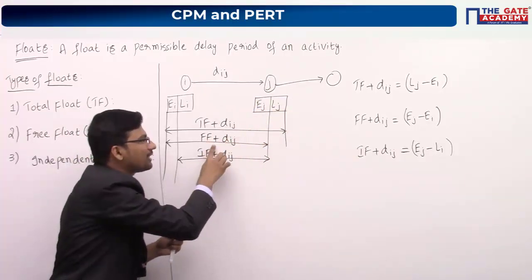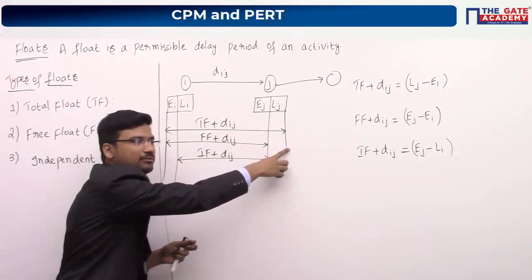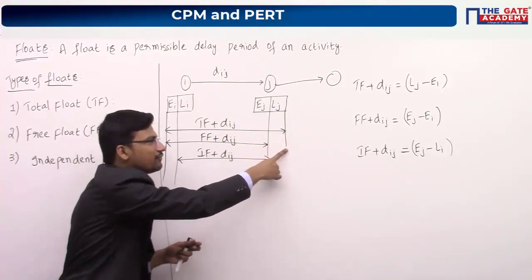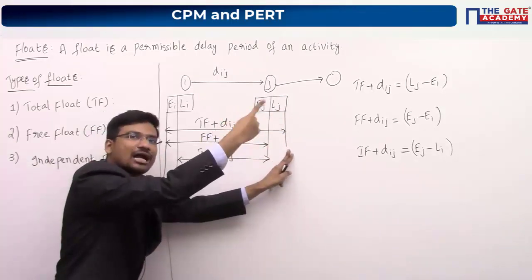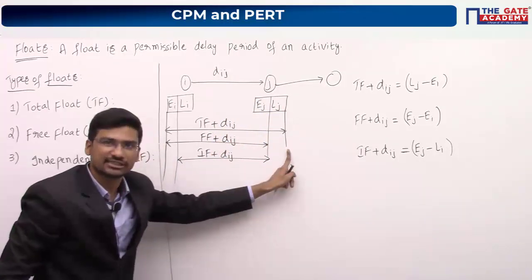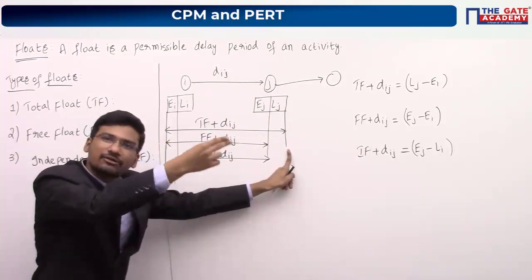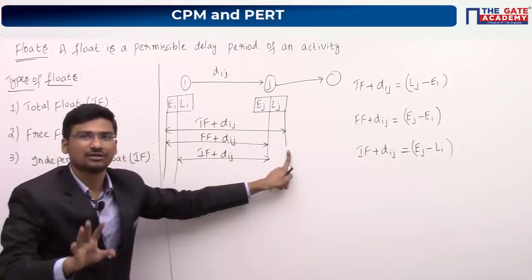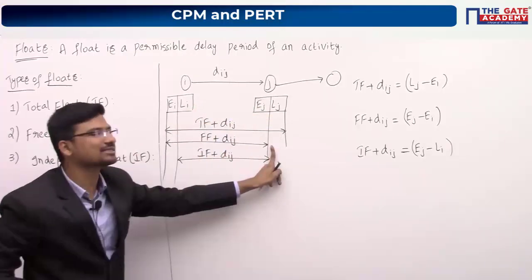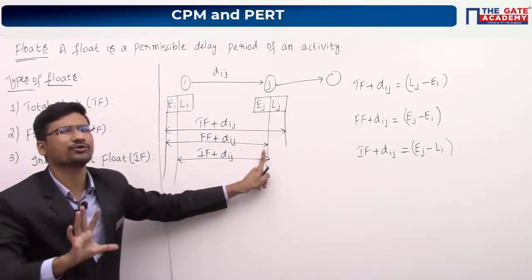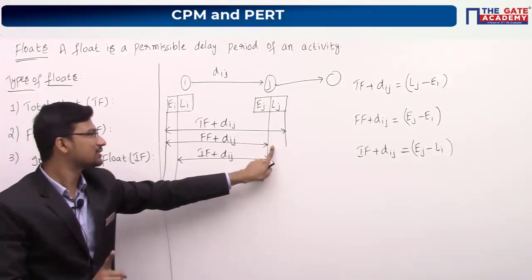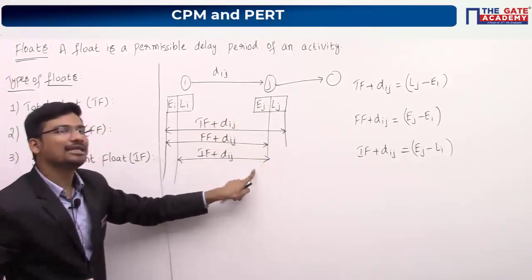Now if you delay this activity like total float, up to this point, what will happen? If you complete this activity at the latest finish time, your succeeding activity will start at the latest start time, which you should avoid. The succeeding activity, or the next activity, should start at the earliest start time. So only up to that point you can delay. That's why we are stopping at this point. Hope you have understood free float. Now coming to the independent float.